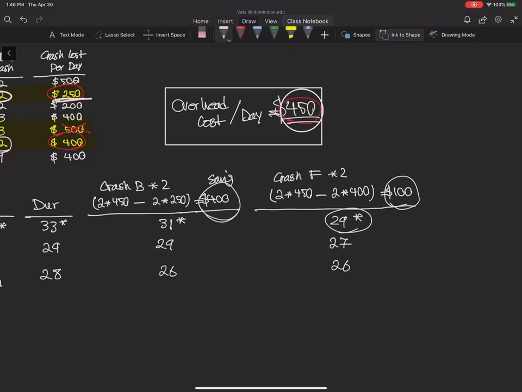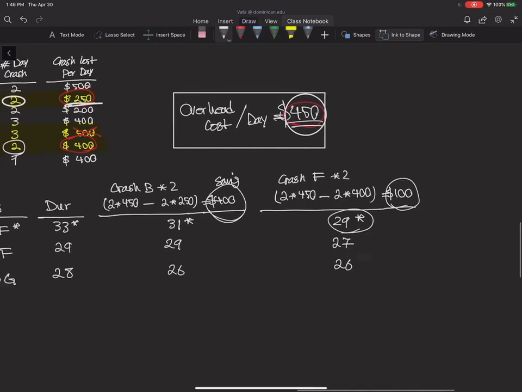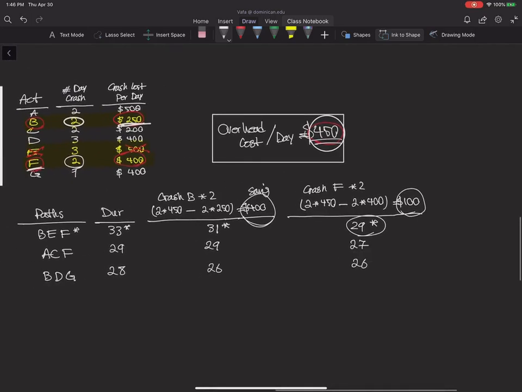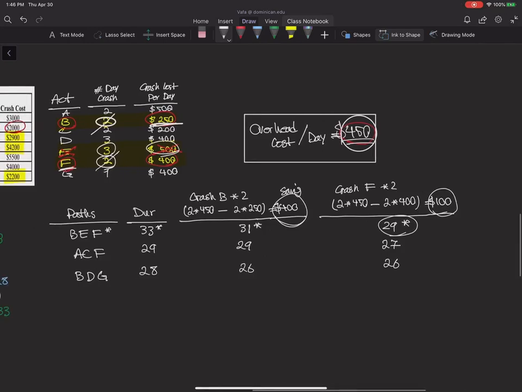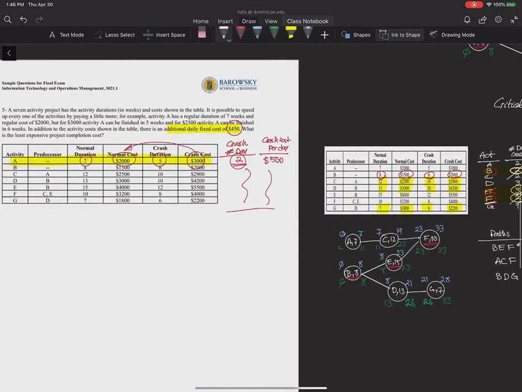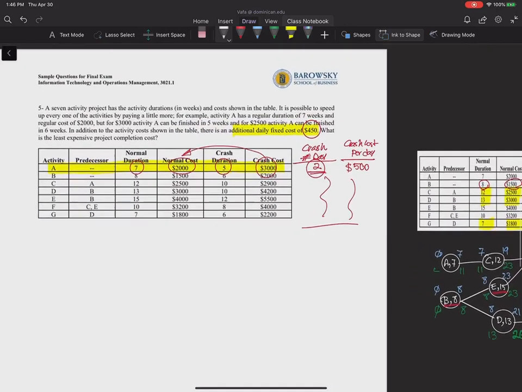If I do anything else from this point, basically I'm paying more than what I save. You see that F and B are exhausted. The only thing that's remaining is E, which is costing me more than $450 per day. So this concludes question number 5. That was a crashing activity.